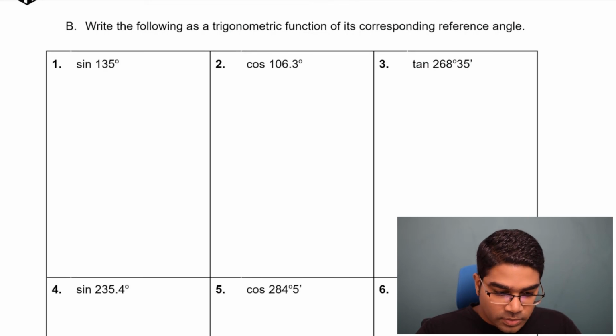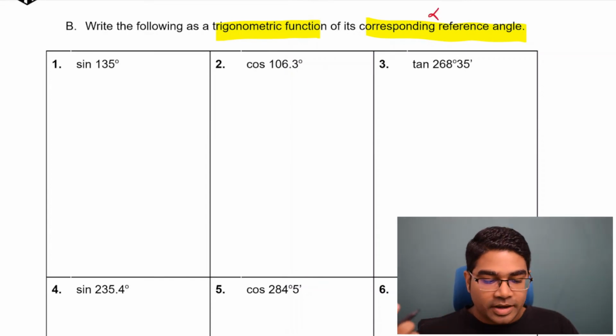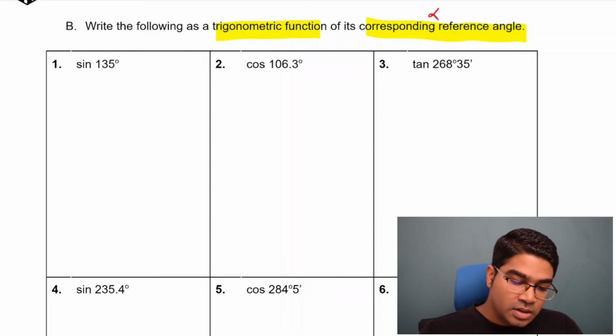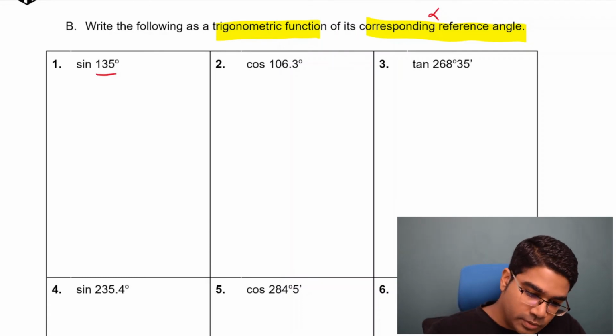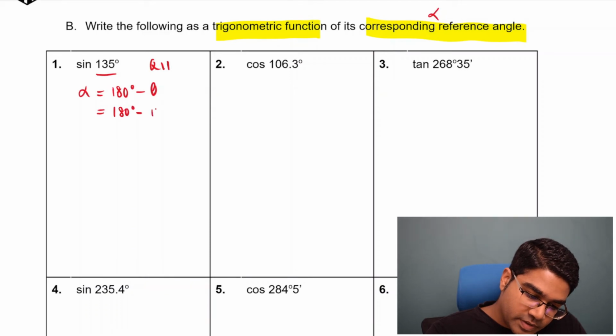Let's look at this question. Write the following as a trigonometric function of its corresponding reference angle. So again, corresponding reference angle refers to alpha. Number 1, sine 135. So as we did earlier, we need to find alpha first. This is in the second quadrant between 90 and 180 degrees, Q2. If it is in Q2, then alpha will be equal to 180 degrees minus theta. So here it is 180 degrees minus 135 degrees, which is simply 45 degrees.